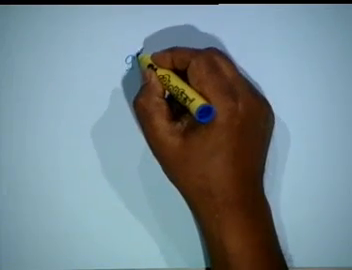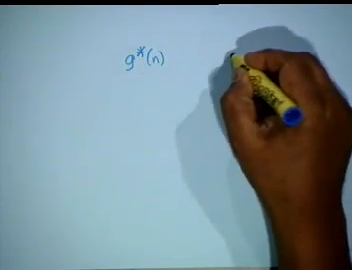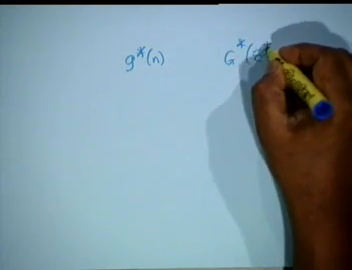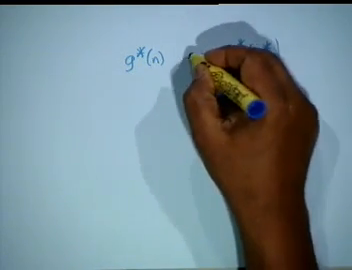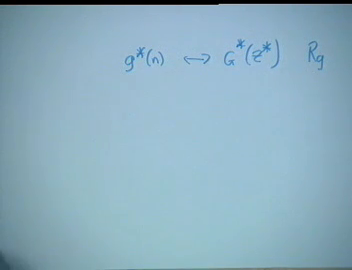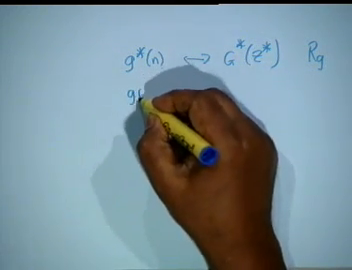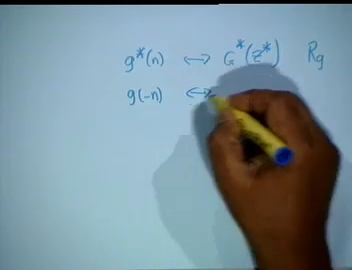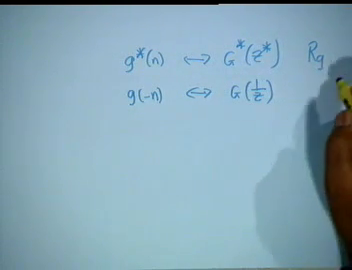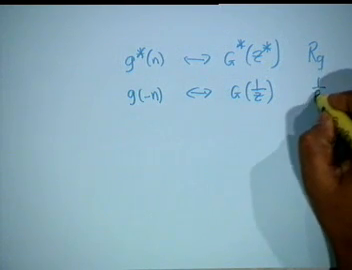Firstly, for G star of n, the transform was capital G star of Z star. The region of convergence is the same as that of Rg, because mod Z star is the same as mod Z. Then G of minus n has the transform G of 1 by Z, and the region of convergence is 1 over Rg.